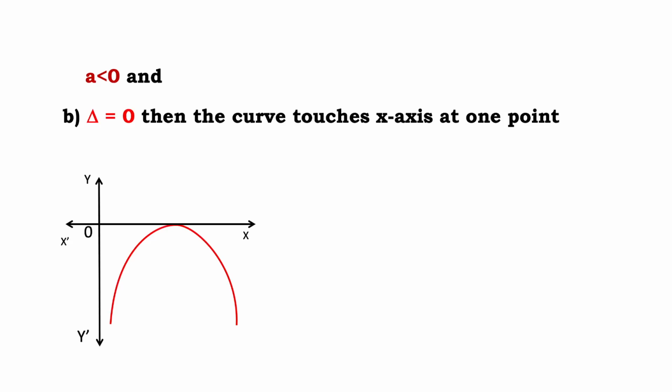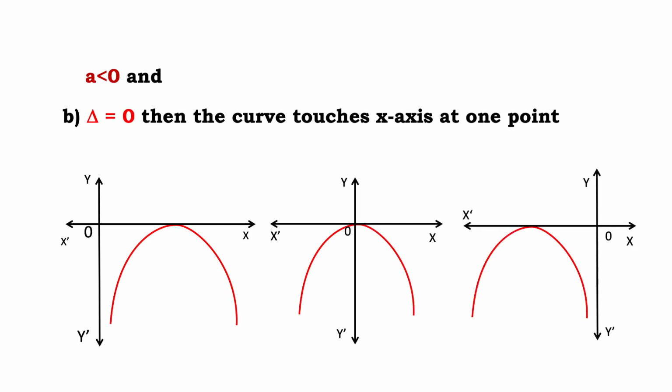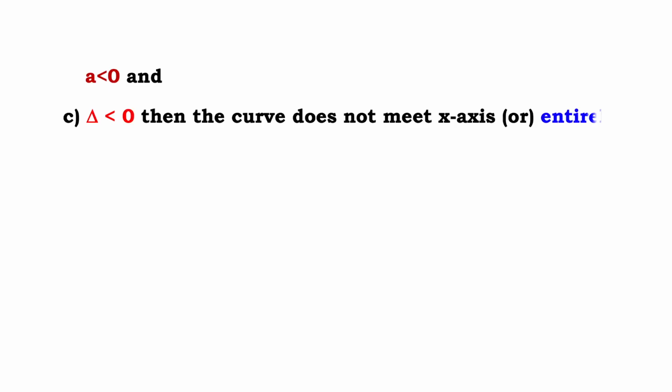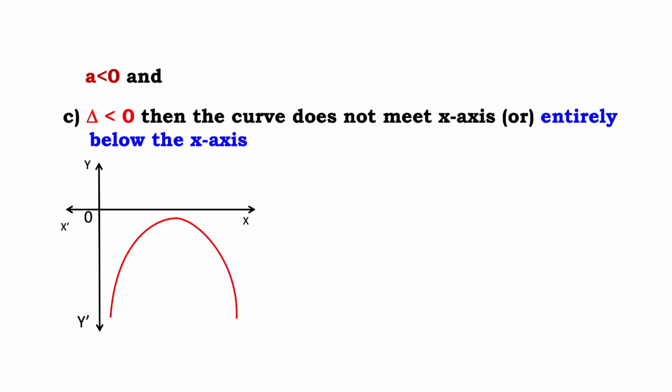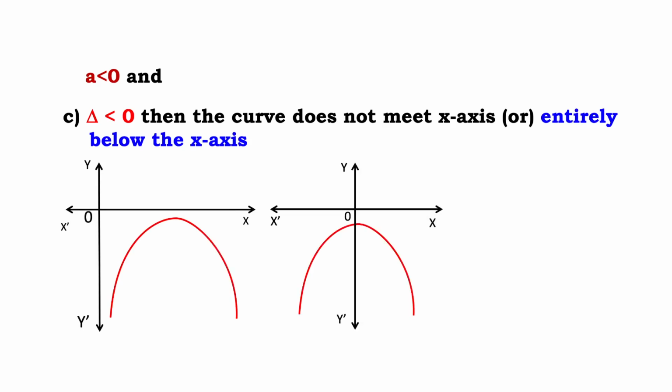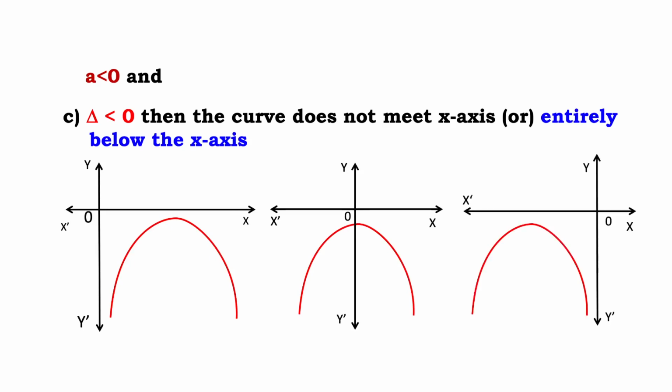If a less than 0 and del is equal to 0, this will touch the x-axis and this will be a downward parabola, and we can draw this in all three manners, right? Simple. So just try to draw this for a less than 0 and del or D less than 0, discriminant less than 0. This will be the parabola lying completely below the x-axis. It could move anywhere in between. This is called the vertex, right?